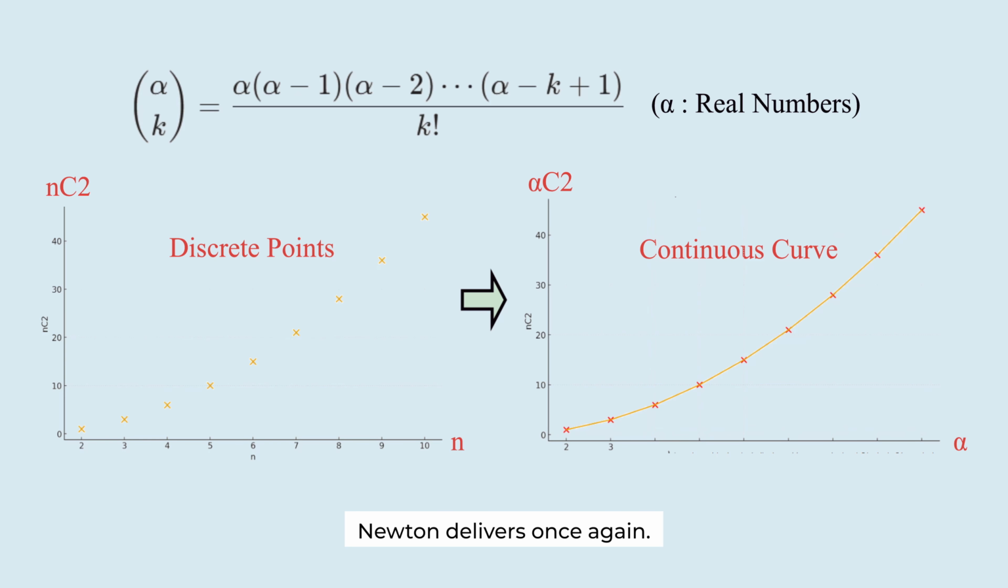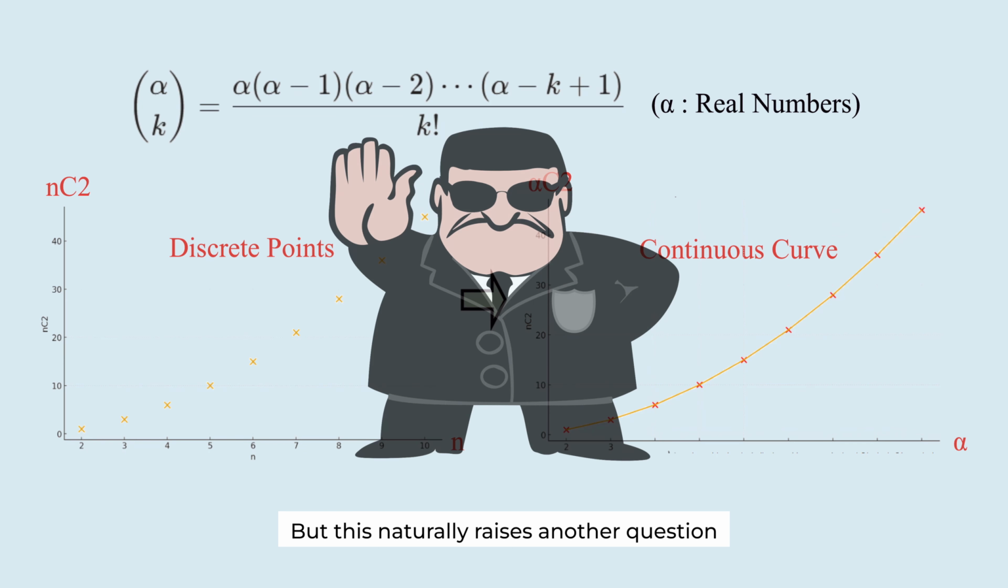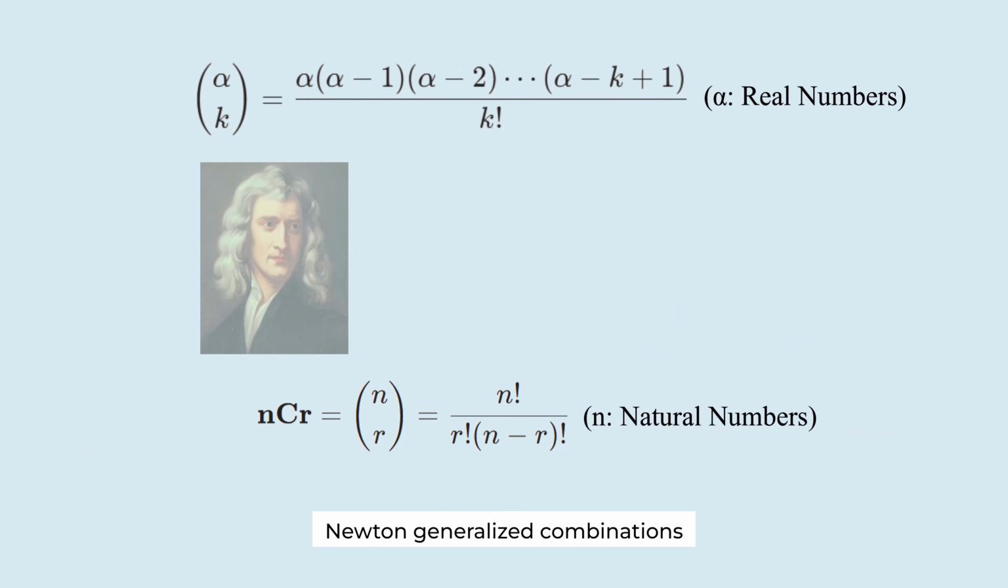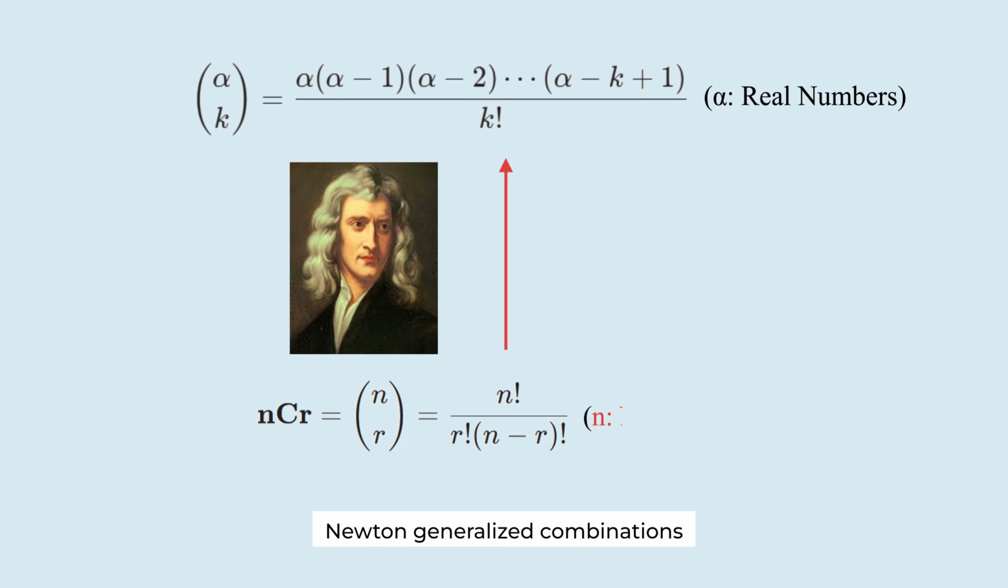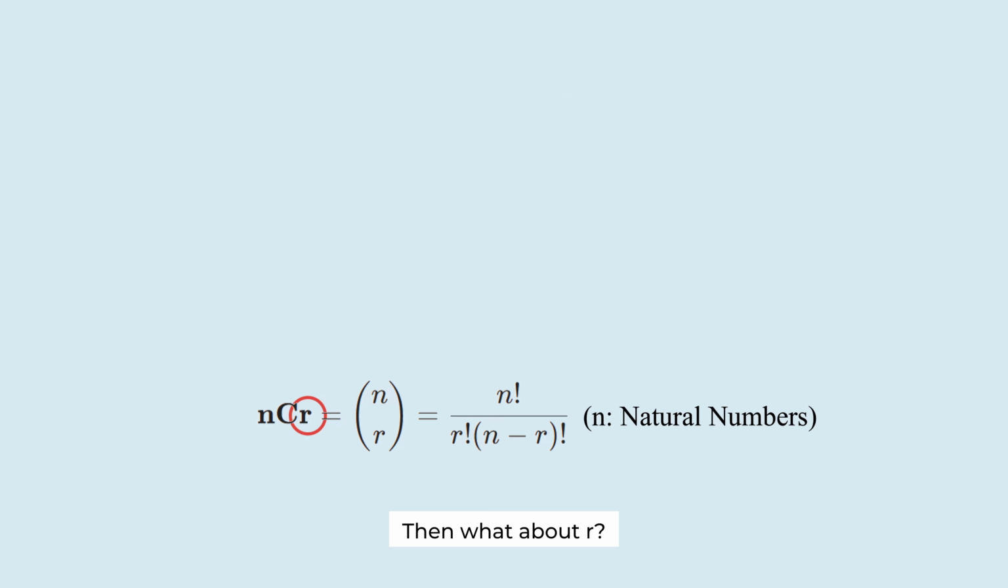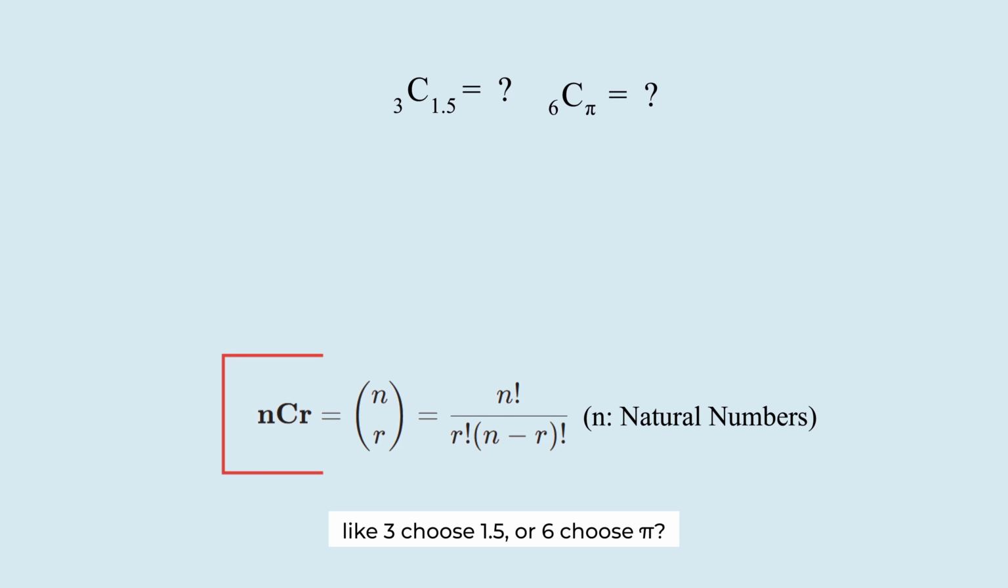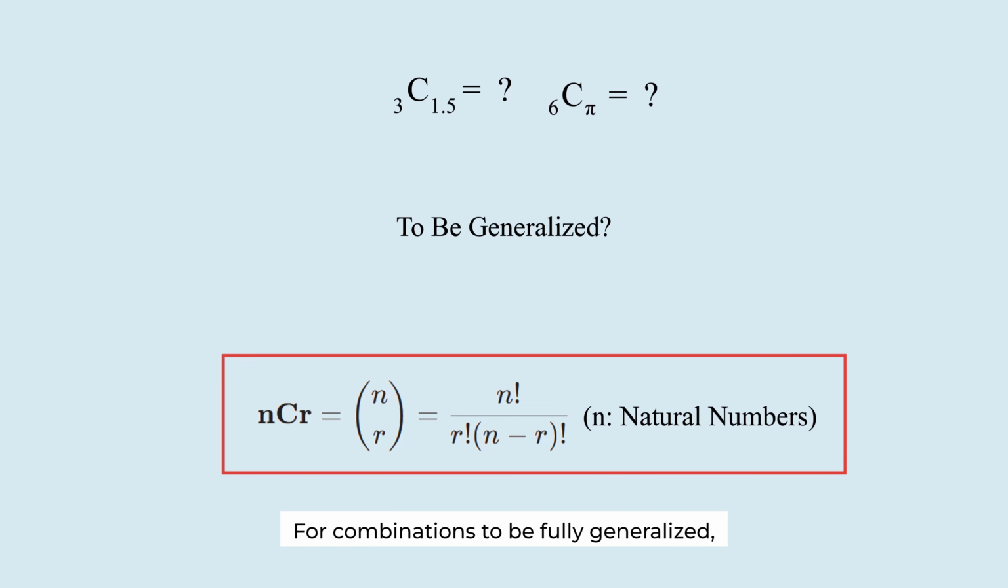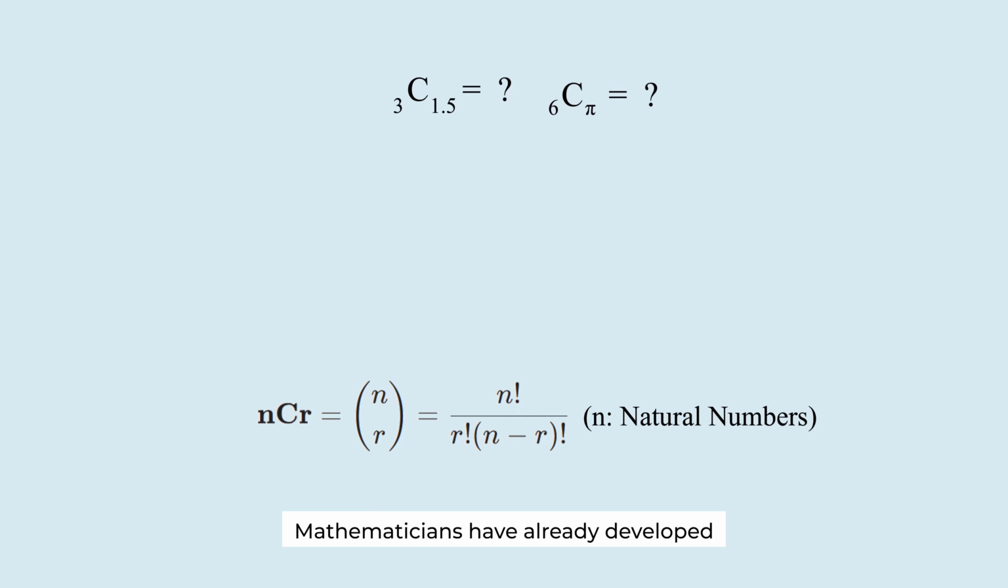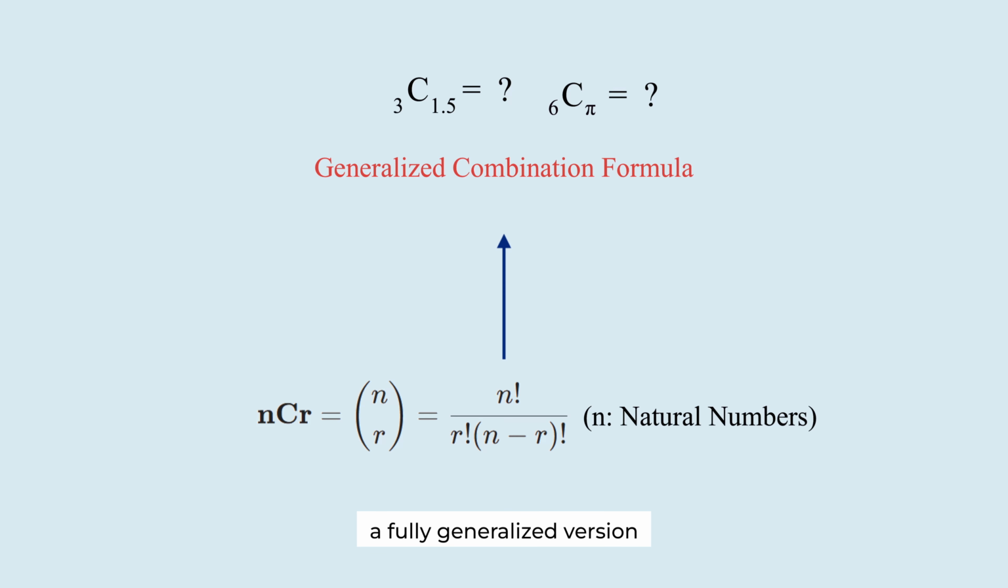Newton delivers once again, but this naturally raises another question. Newton generalized combinations by extending n to real numbers. Then, what about r? Can we make sense of expressions like 3 choose 1.5 or 6 choose pi? For combinations to be fully generalized, r must also be extended to real numbers. Mathematicians have already developed a fully generalized version where r can also be any real number.